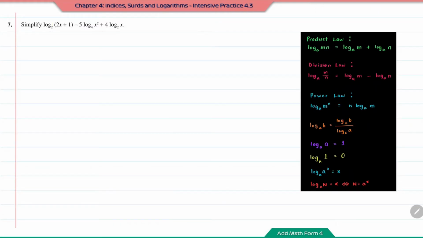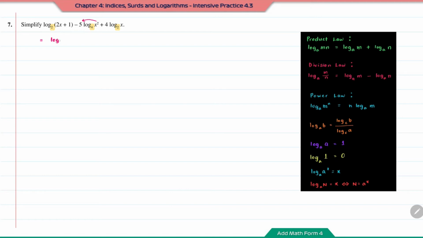Question number 7. Simplify log base 2 of (2x plus 1) minus 5 times log base 4 of x squared plus 4 times log base 2 of x. To simplify this, we need to change the base of the log. So here we're going to change the log of base 4 to the log of base 2. But before that, using the power law, I'm going to move this power of 2 to the front.